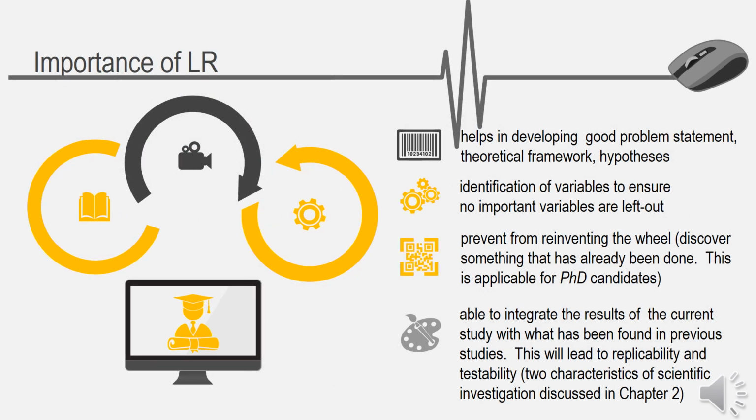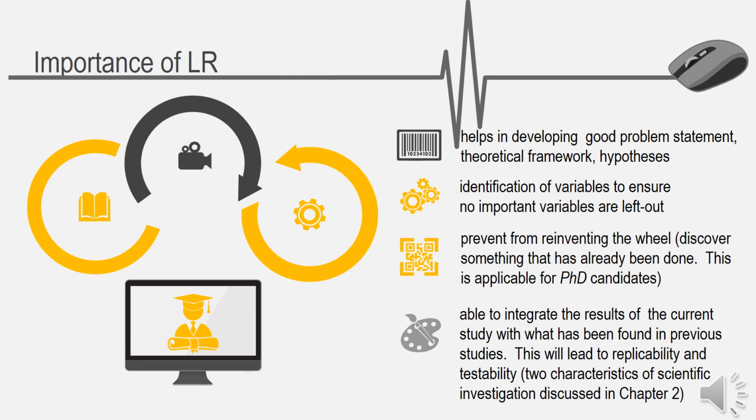Now, let's look at the importance of conducting the literature review. The first one is the LR helps in developing a good problem statement, theoretical framework, and hypotheses for our study. Second, the LR is important to identify variables to ensure no important variables are left out. As much as we want our study to be parsimonious, we also don't want to miss significant variables to be included in our study.